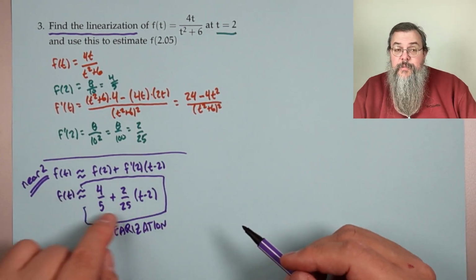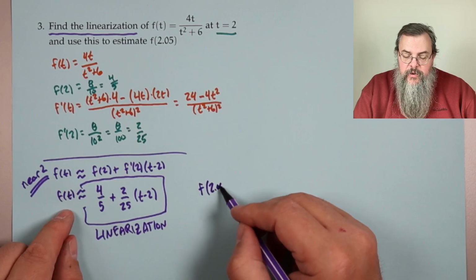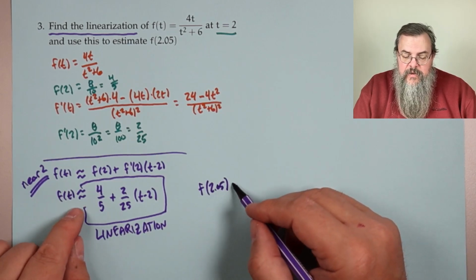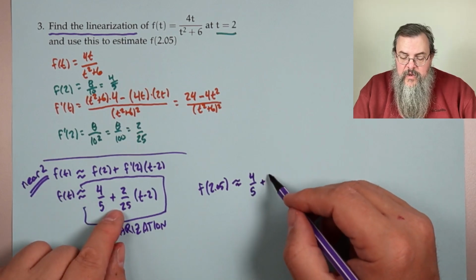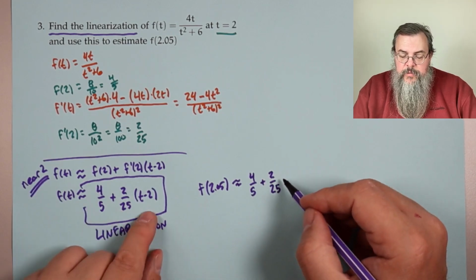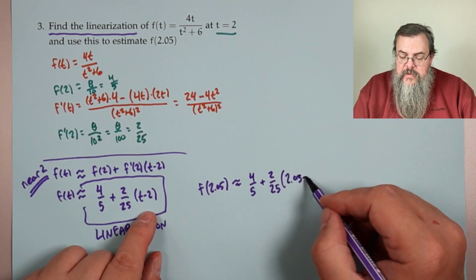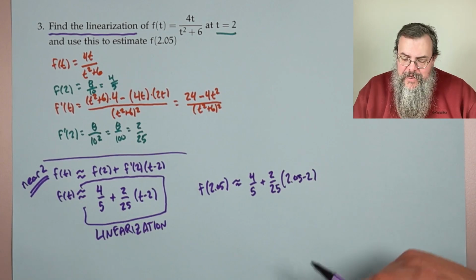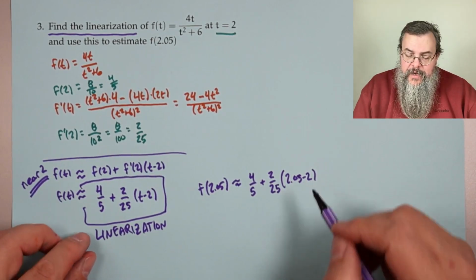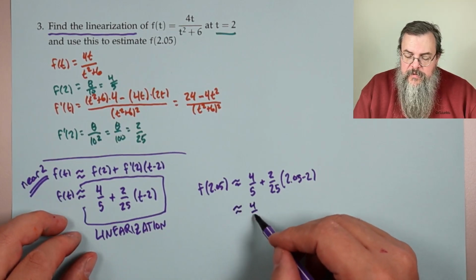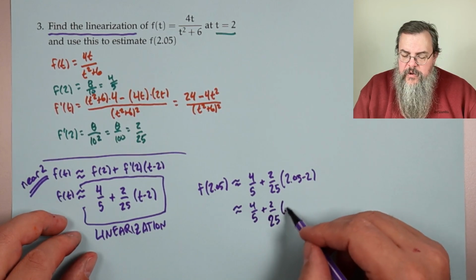Well, the linearization is an approximation to the function. So we plug in f of 2.05. So that's going to be approximately 4 over 5 plus 2 over 25 times 2.05 subtract 2. And let's actually see if we can't clean it up a little bit. I think we have a shot. So 2.05 subtract 2 is 0.05. Okay, so that's 4/5 plus 2 over 25 times 0.05.